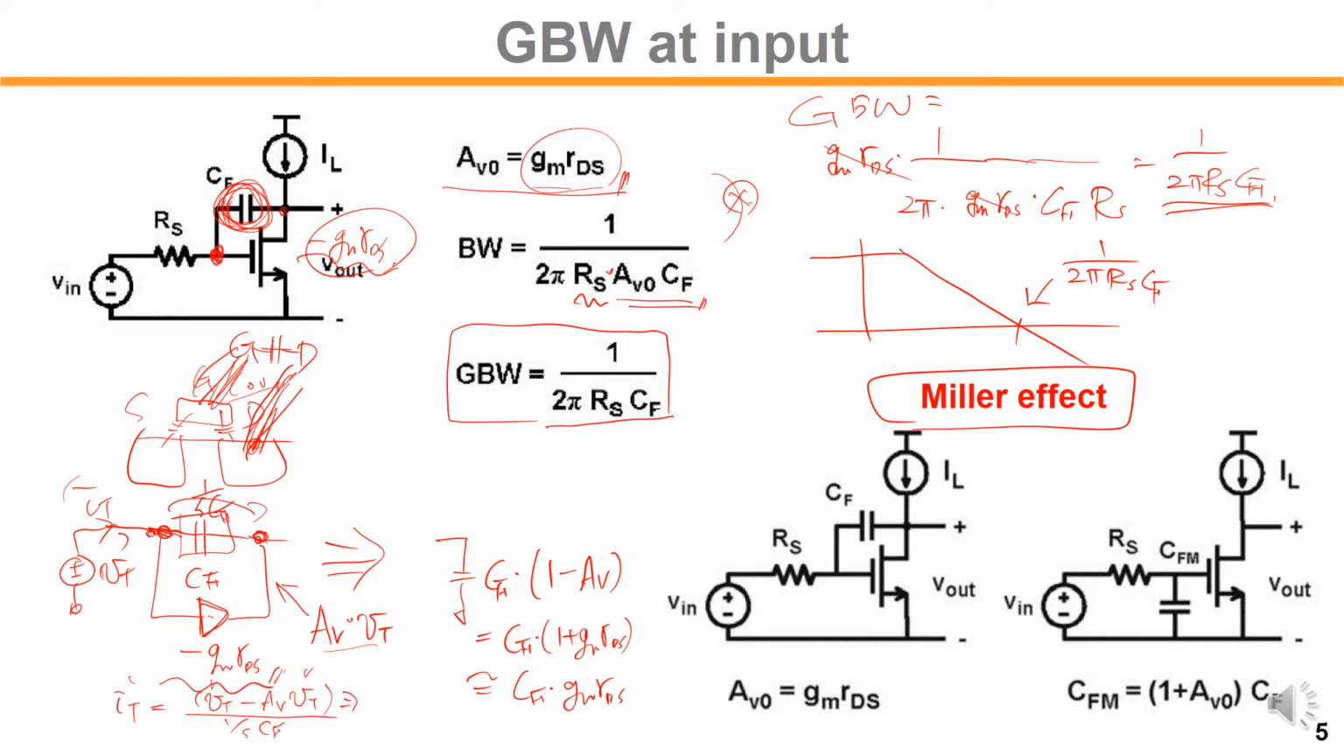So the equivalent impedance, looking from the left hand side, that is a grounded impedance, Z equivalent, will be 1 over SCF times 1 minus AV, right? So you can simply derive that. You can see that your capacitance is boosted by 1 minus AV, okay?